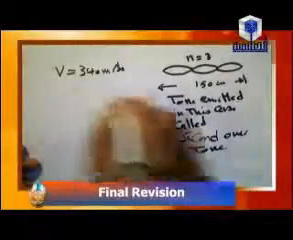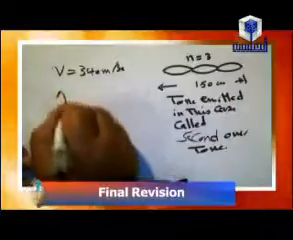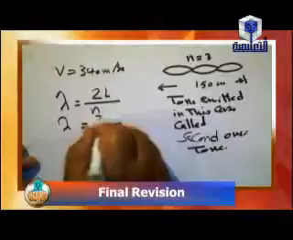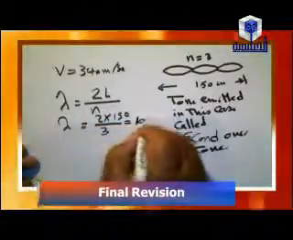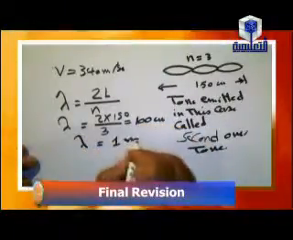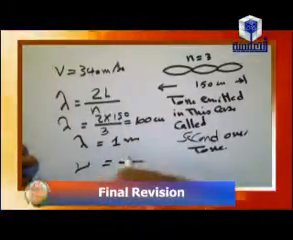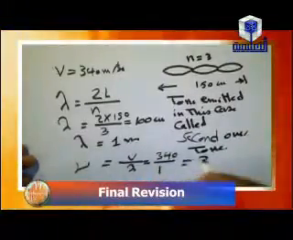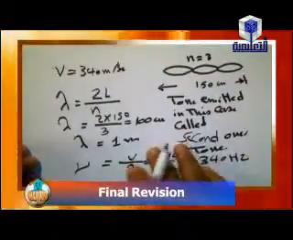We want to find the frequency. In order to find the frequency, we find the wavelength of the wave. Lambda equals 2L over N. Lambda equals 2 times 150 over 3, which is equal to 100 centimeter. That's equal to 1 meter. If we want to find the frequency, nu equals V over lambda, which is equal to 340 divided by 1, equal to 340 hertz. This is the frequency of this tone.